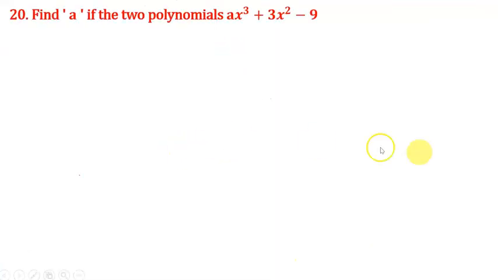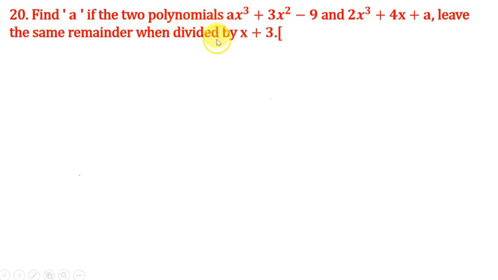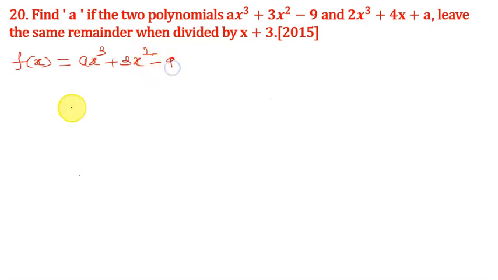Now next problem. Find a if two polynomials ax cube plus 3x square minus 9 and 2x cube plus 4x plus a leave the same remainder when divided by x plus 3. Same type of problem. Okay, here the first polynomial is f of x, and that equals ax cube plus 3x square minus 9.